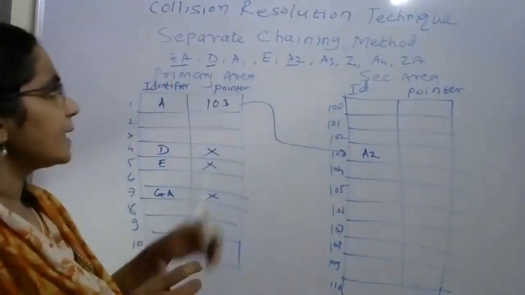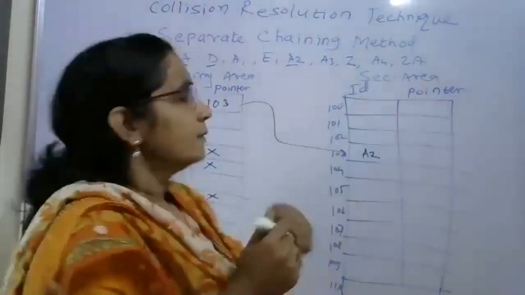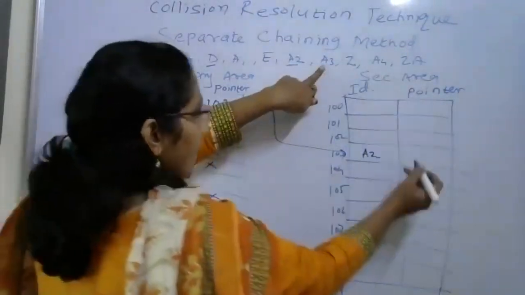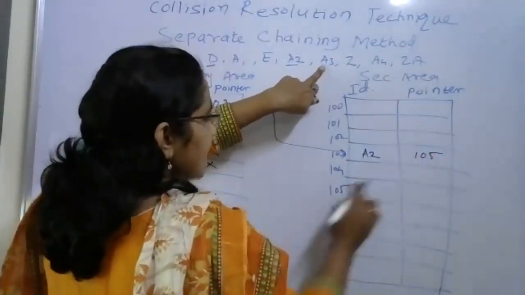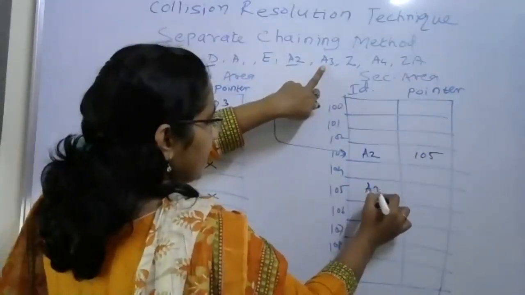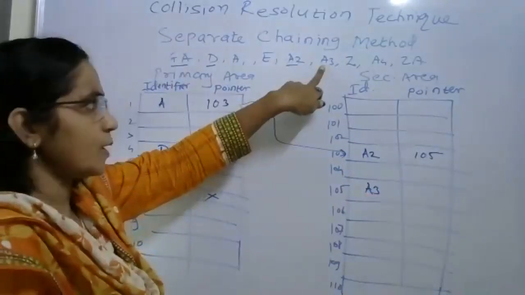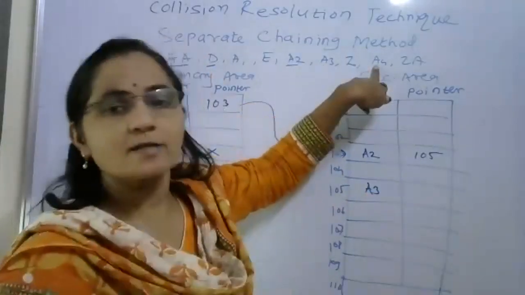Again you check, is there any other identifier that starts with A? Yes, there is A3. Now in the pointer, you give here 105. What is the meaning? It means that at 105, the next colliding record, that is A3, will be present in the 105 block. Again, you check, is there any identifier that starts with A?